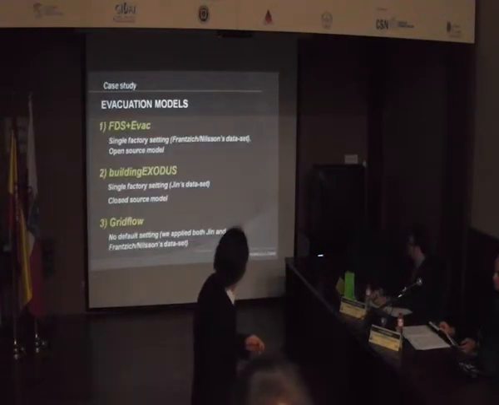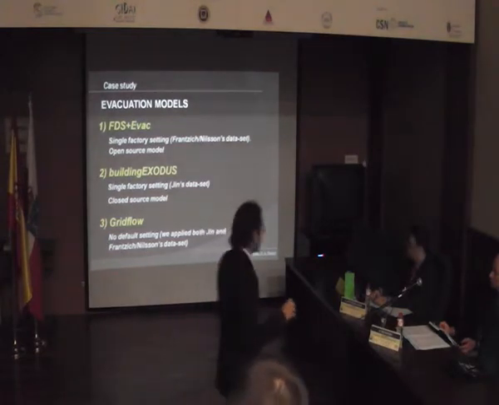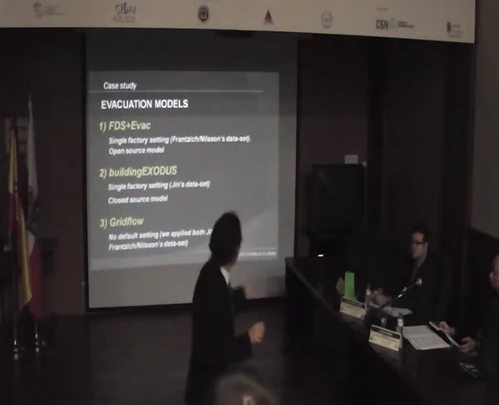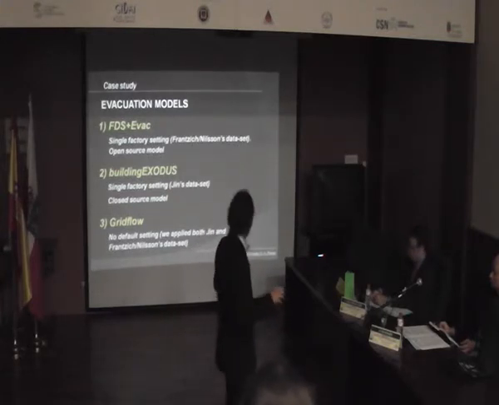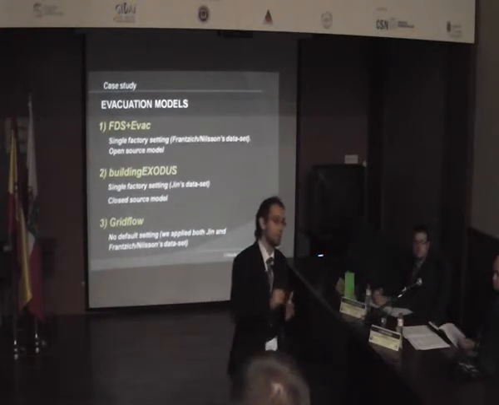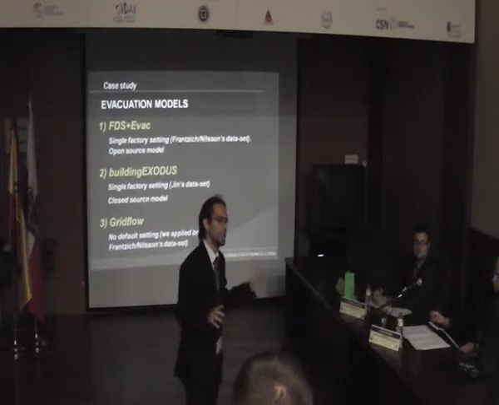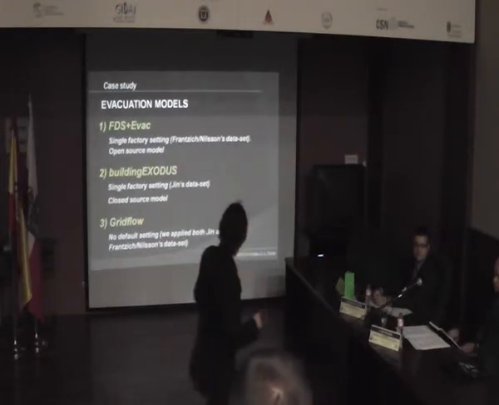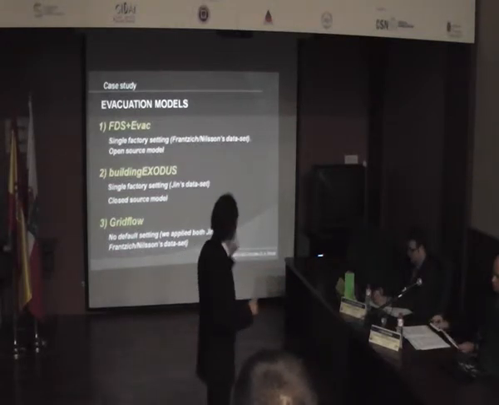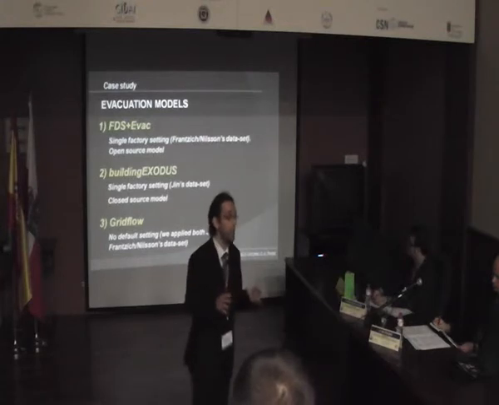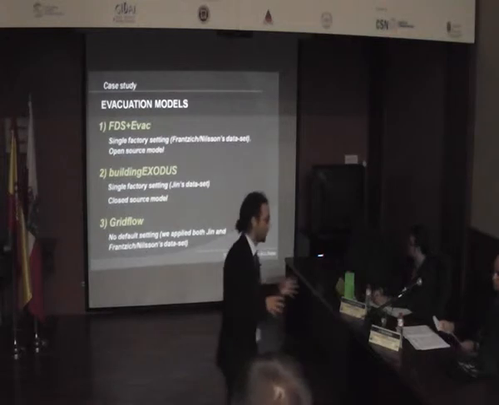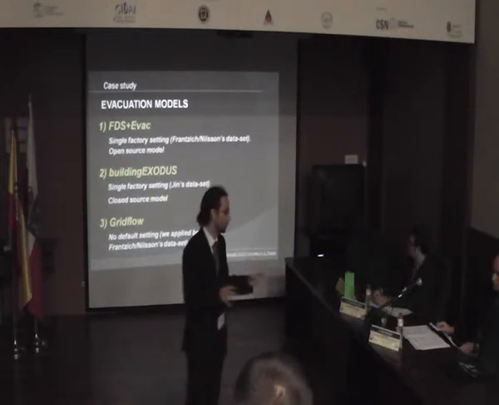So after having described the data sets that we have at the state of the art, now we were testing different models and seeing which of them use these different data sets and in which ways, belonging to the three categories we were discussing before. So we have FDS+Evac, which is now using the Frantzich and Nilsson dataset, and it's a single factor setting. But being an open source model, in theory, we can still change whatever we want, because we have full control of the model.